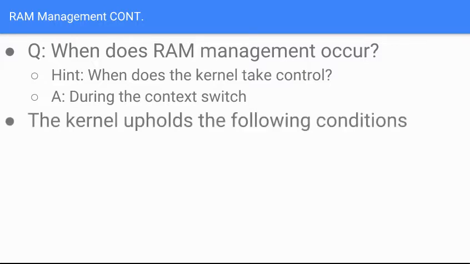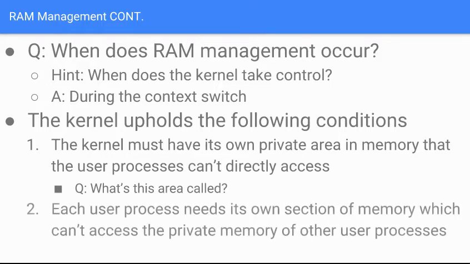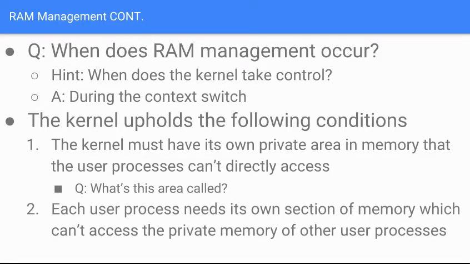And the kernel upholds some of the following conditions, okay? So the kernel must have its own private area in memory that the user processes cannot directly access. Okay, so what's this area called? And we've already spoken about it a little bit. And that was actually the kernel space. That was the answer there, okay?